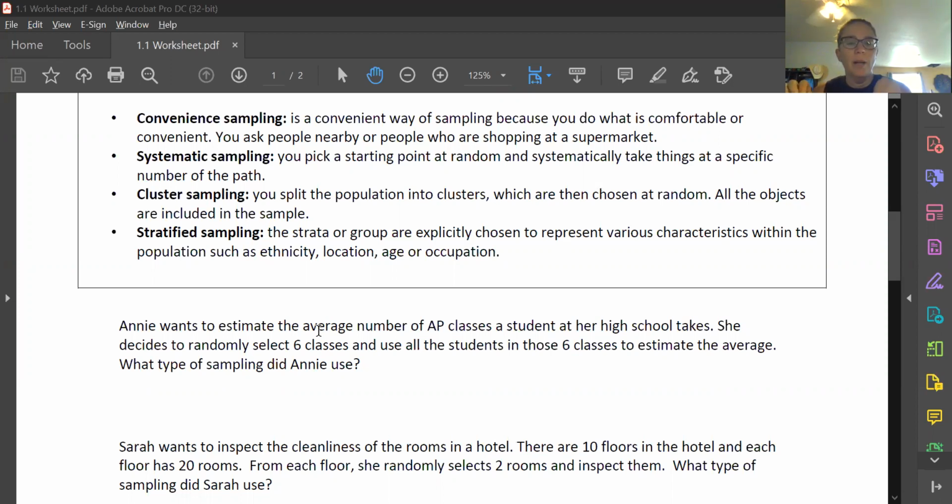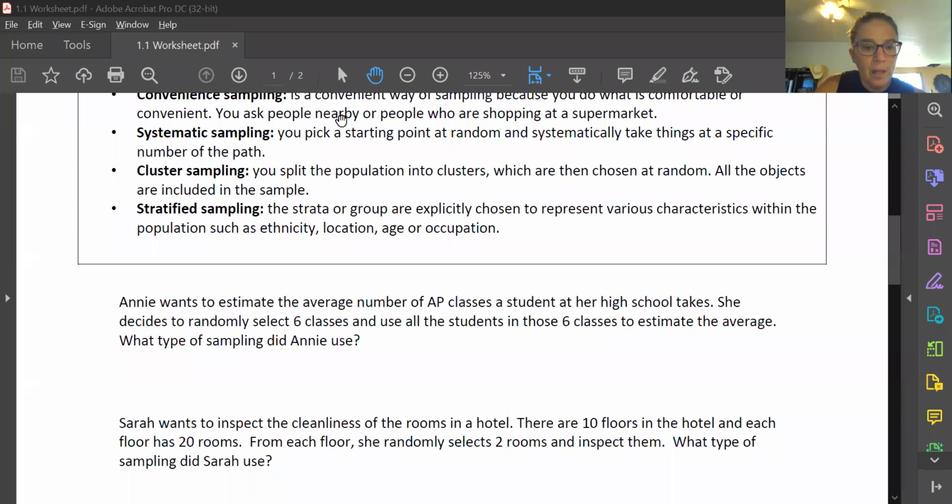We have AP Physics here. We have AP English. We have AP History. All the AP classes are the groups, and she picks 6 people out of every group. So we have groups. It has to be one of the bottom 2. But then it says that she took some people out of every group, that would be stratified. So I'm going to go ahead and write down for that one, stratified.